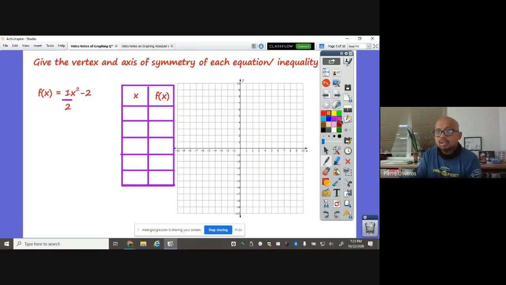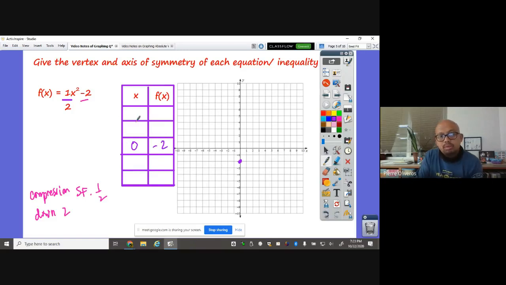All right, let's have a fraction here: 1/2 x squared minus 2. Since it's 1/2, you know it's going to be a compression with a scale factor of 1/2. What else? The minus 2 tells you that it's going to go down 2 units. So we know it's going to go down to right here. So the vertex is 0, negative 2.